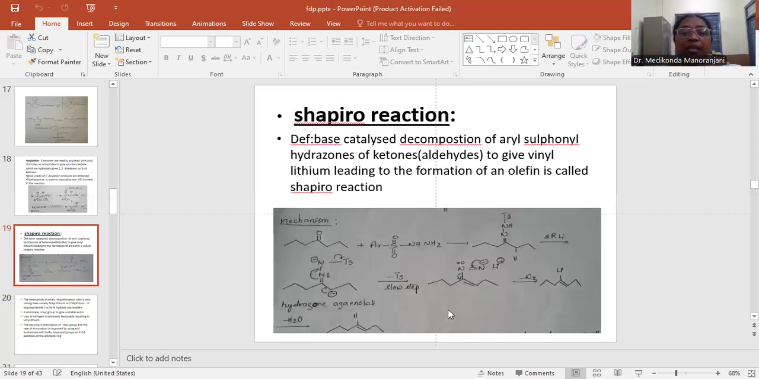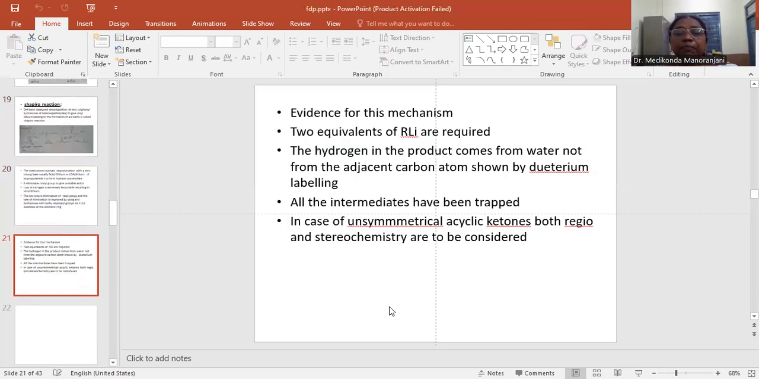Now let us go back to the mechanism. First thing you can see here is both of them react to form this type of compound. In the presence of RLi base, deprotonation will take place. Next, loss of the tosyl group in a slow step, the rate determining step. And in the next step, loss of nitrogen. This one is a hydrazone enolate. And this is formed as an intermediate.